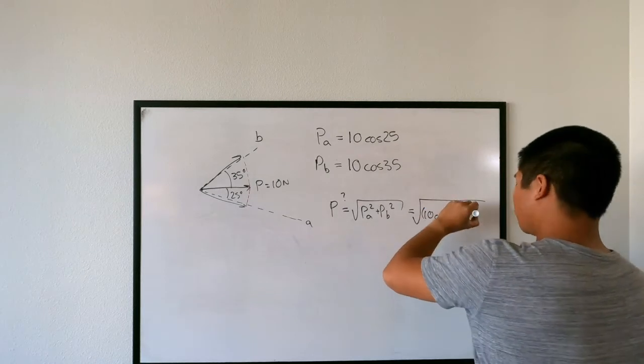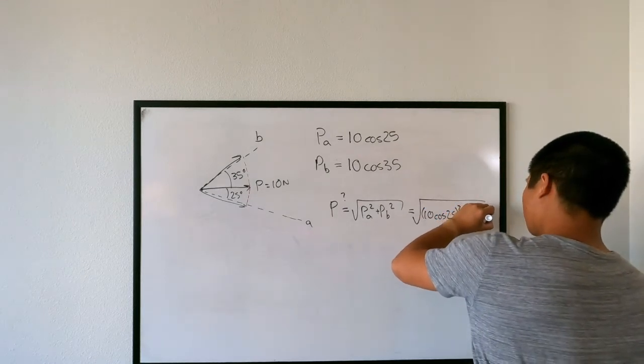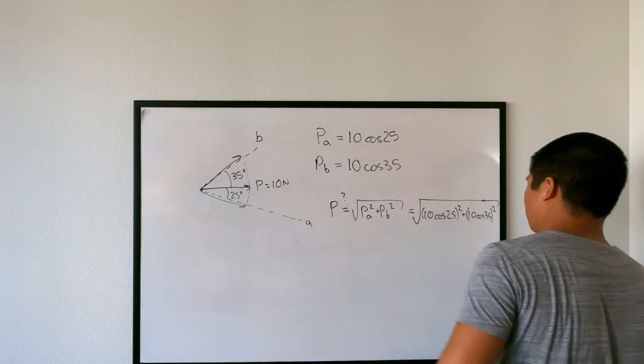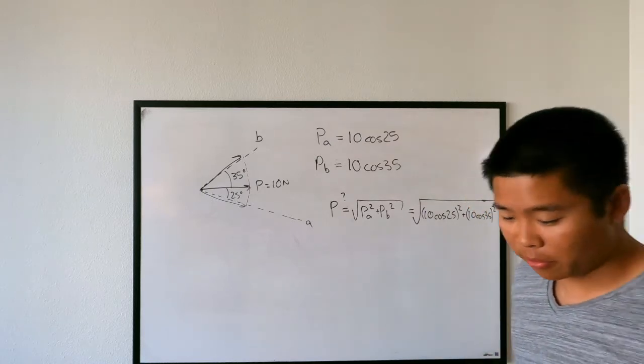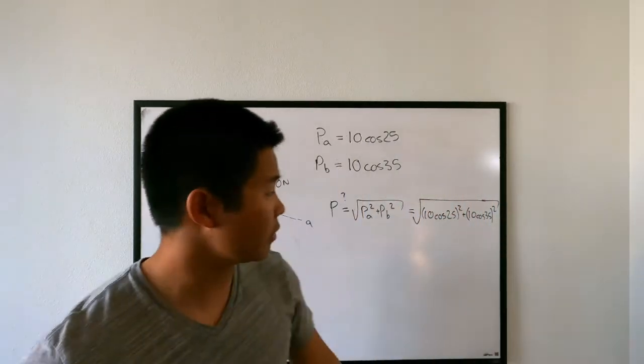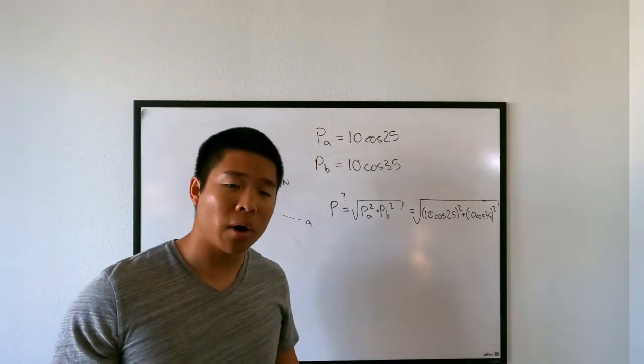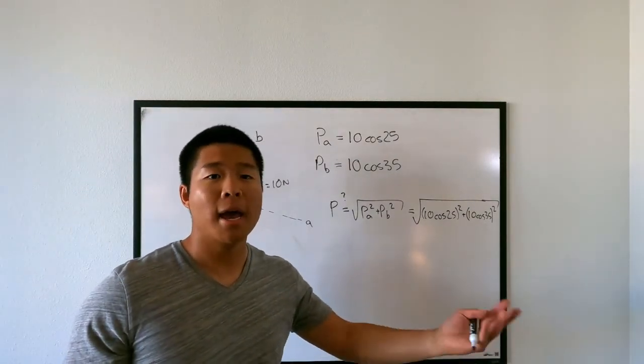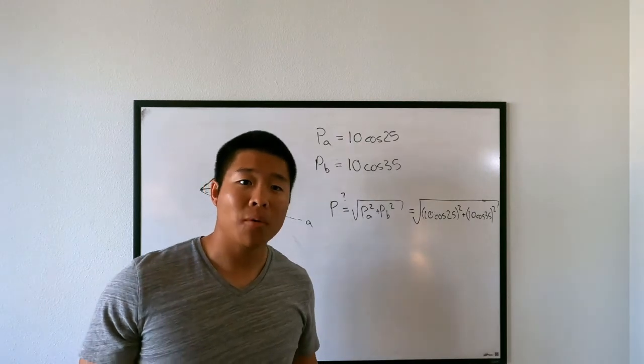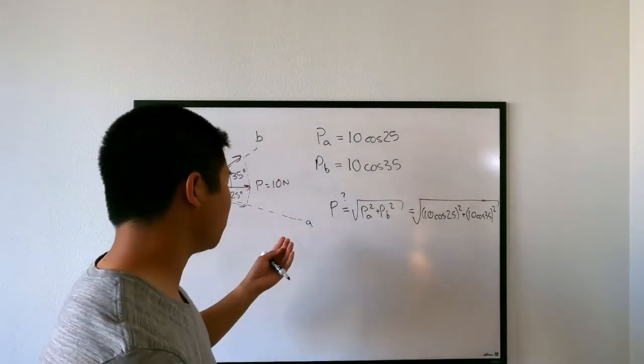I'm going to run out of space, but okay. If you plug this into your calculator, you will find that it does not indeed work out to 10. So why is that the case? Why did it work for the previous problem where we had x and y components, and why did it not work for this problem here where we had a and b components?